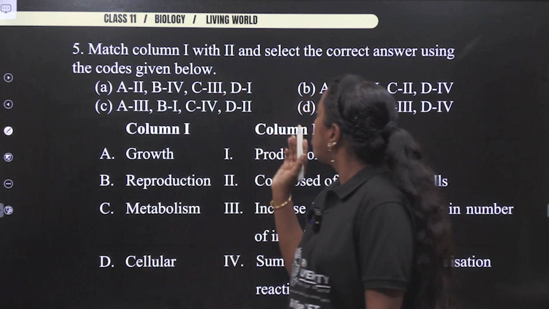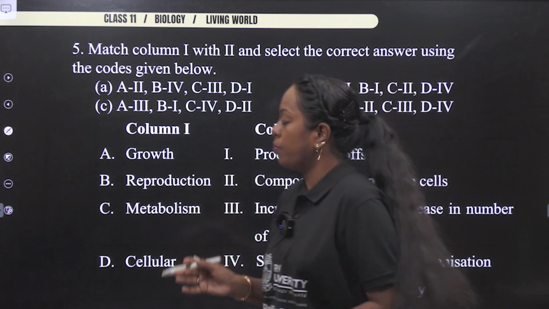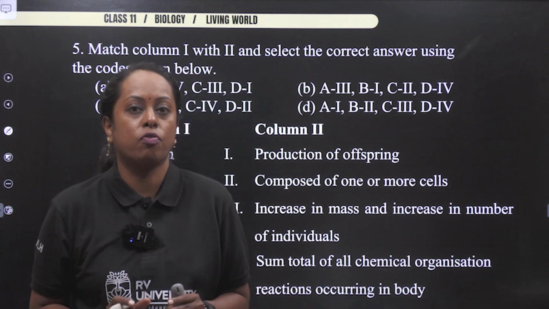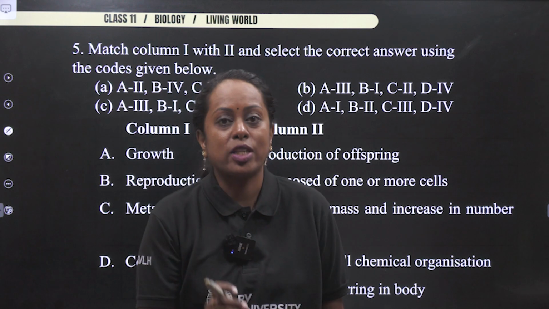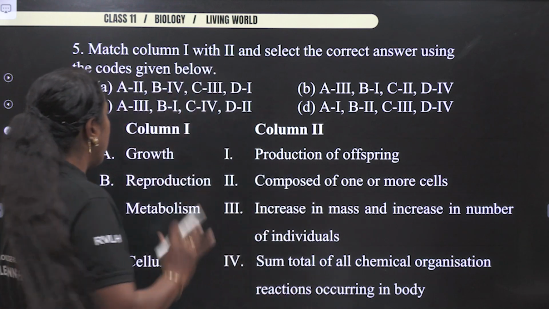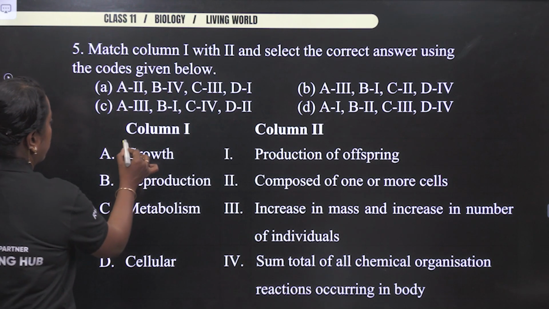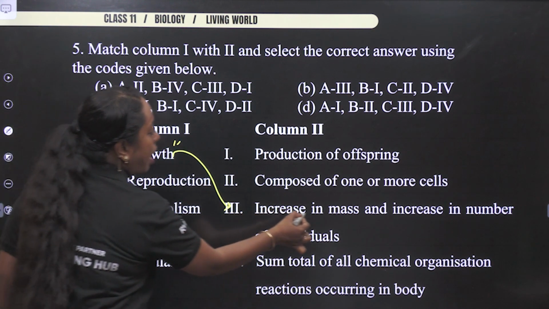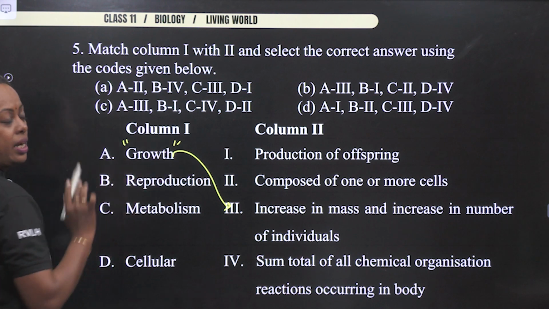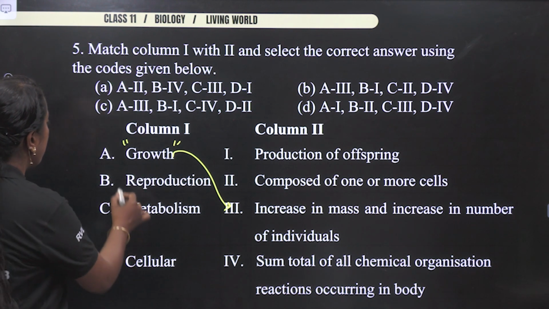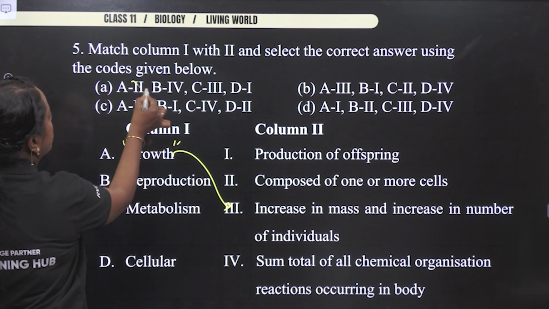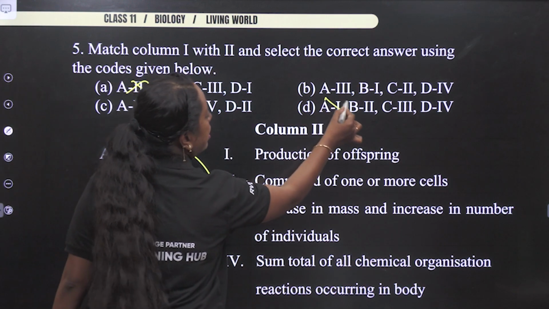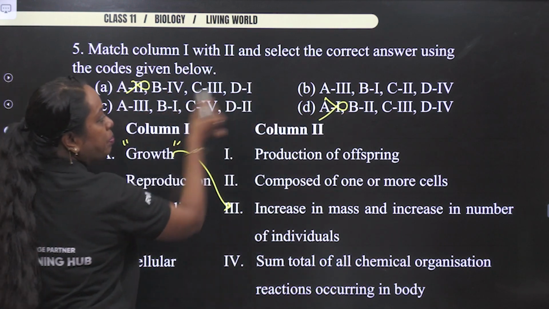Okay, match the following, column 1 and column 2. These are the questions which can actually save time. So let's see what it's about. It says growth. When I say growth, it is an increase in mass and number of the organism. So A becomes 3. Option 1A is wrong. Option D is wrong. So now you are left with B and C.